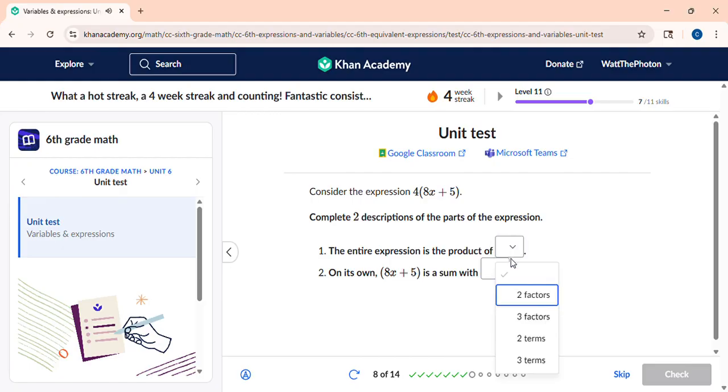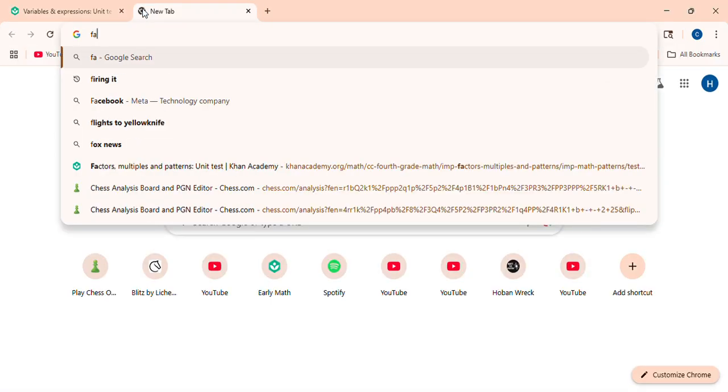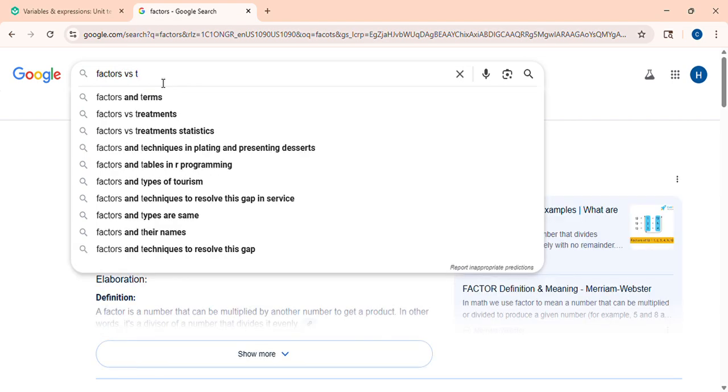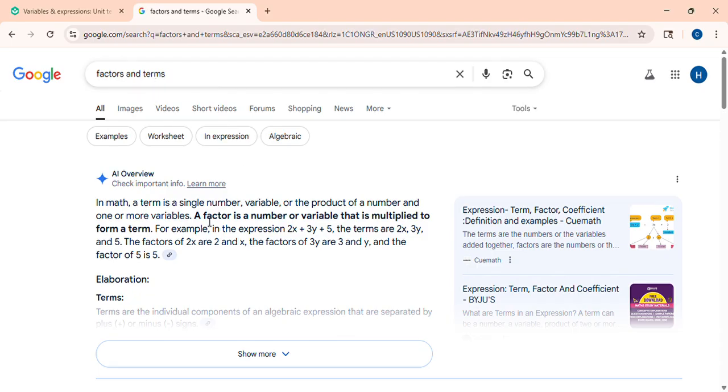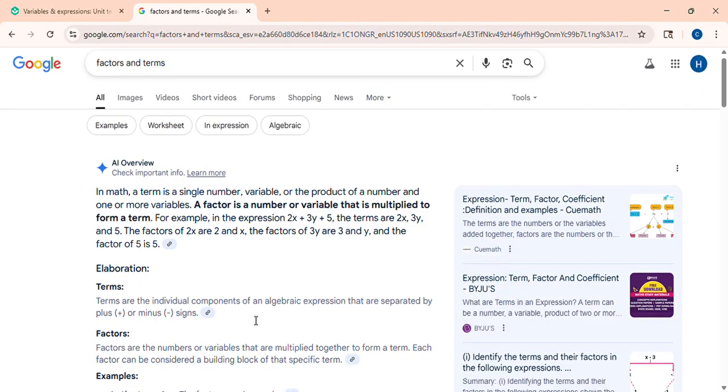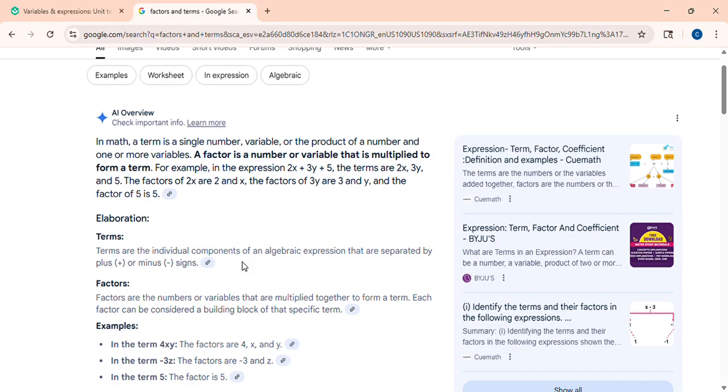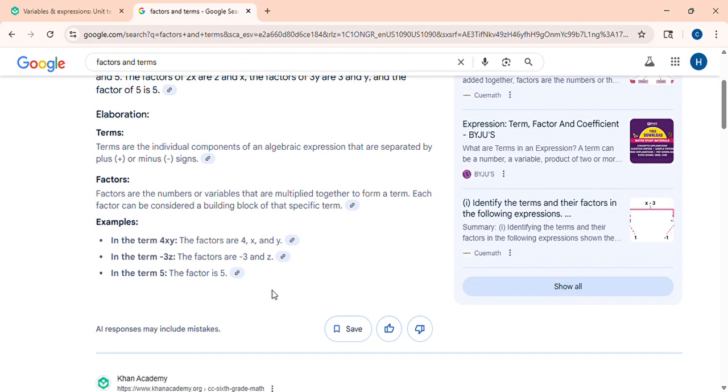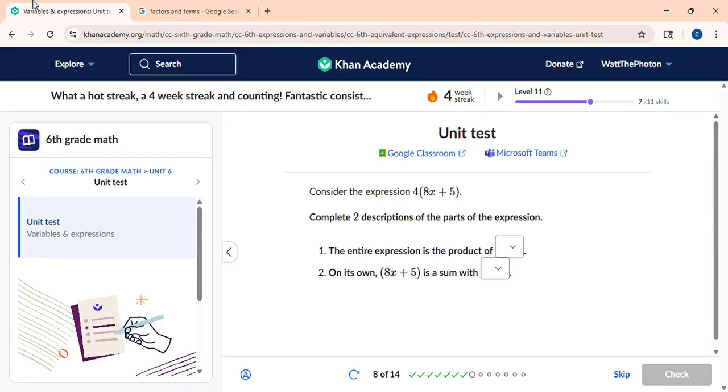The entire expression is a product of factors versus terms. Factors versus terms. A factor is a number. Terms are individual. Okay. In the term 3z, the factors are 3 and z. Oh, okay.